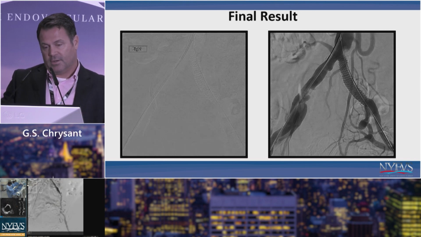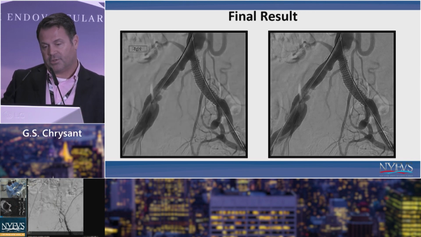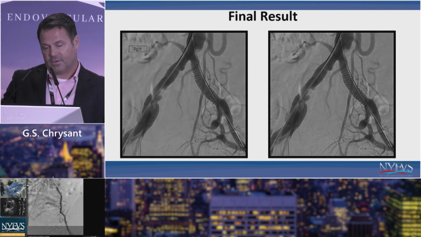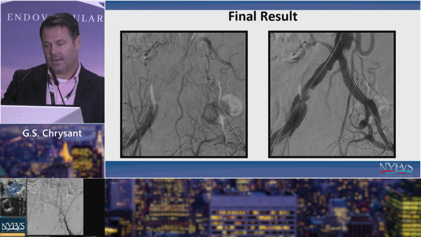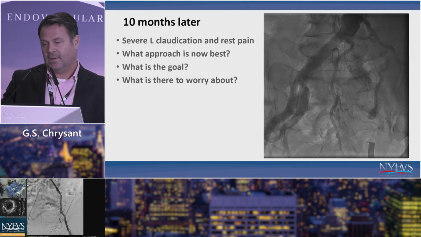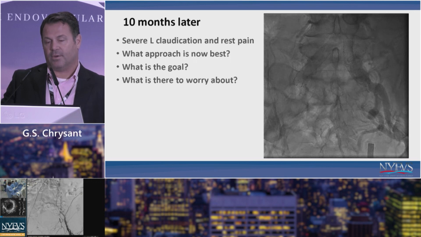You notice a little ding in the aorta there. There was no pressure gradient, so this was the final result after putting a self-expanding stent in that right iliac. But as luck would have it, 10 months later, he comes back, and that stent's shut down. So now what are we going to do?